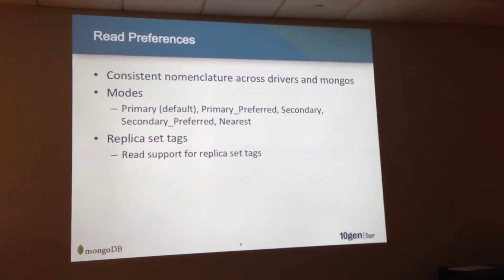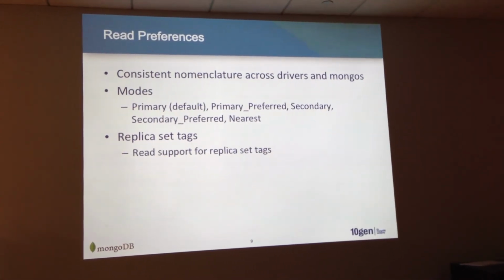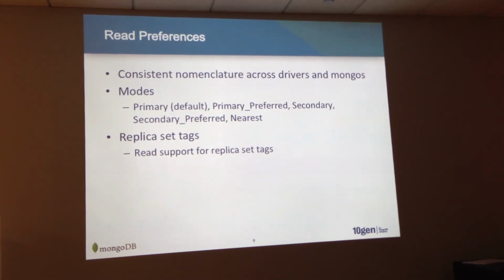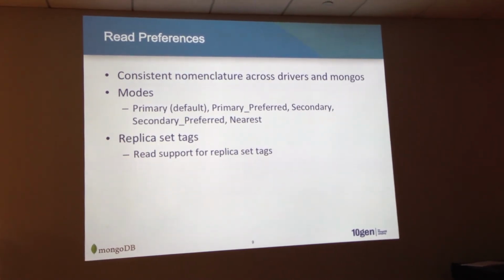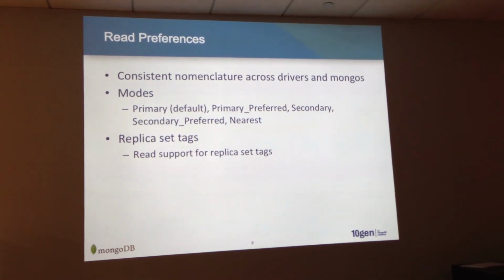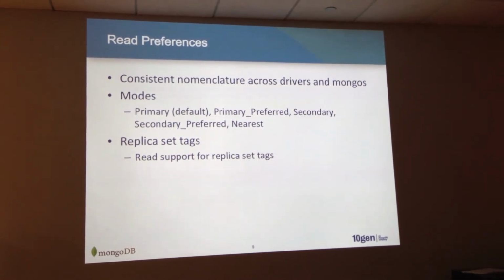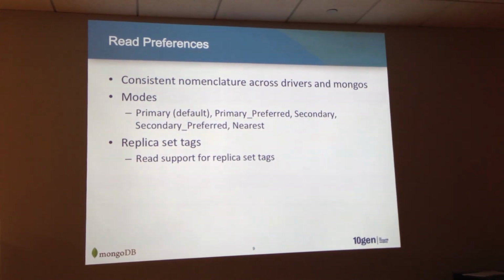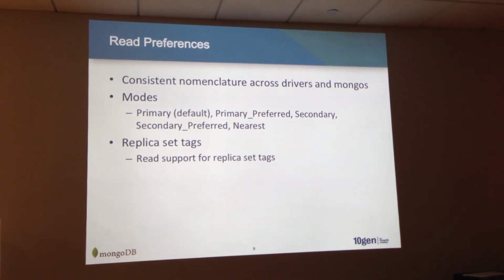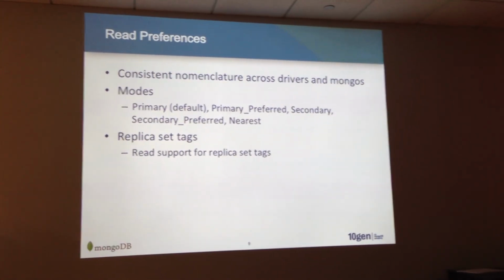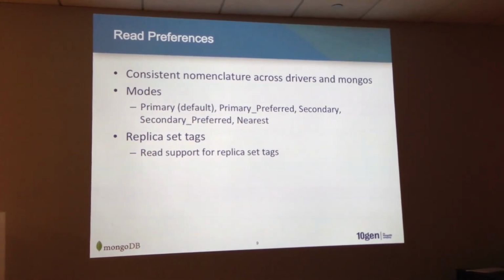If you use Java, that was the case. So we wanted to basically be more precise and really standard across drivers on how to set that, because it's very important. So now you can tag your replica sets, your shards, and then say, I want my reads to happen on secondaries that are in data center A. And so you can play with that.